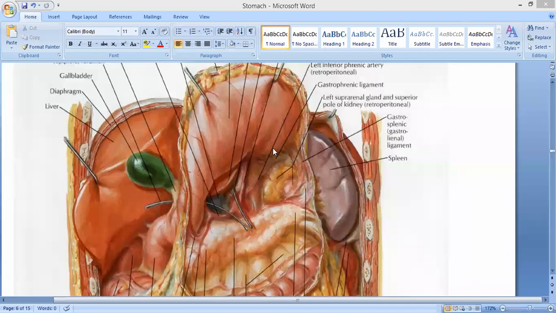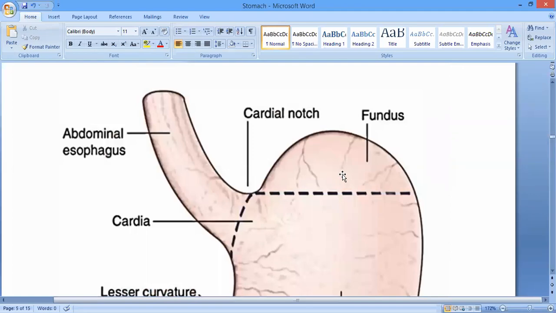So it is called the bare area of the stomach. Is it clear? Any problem? Okay, now we'll talk about the relations of the stomach. When we talk about the relations of the stomach, we've got the anterior relations and the posterior relations.